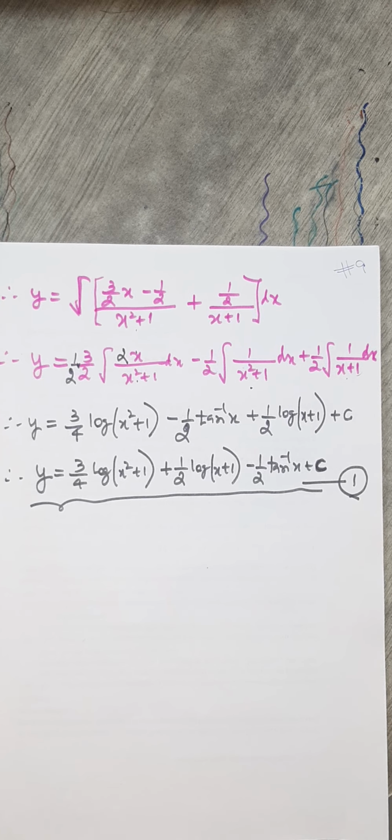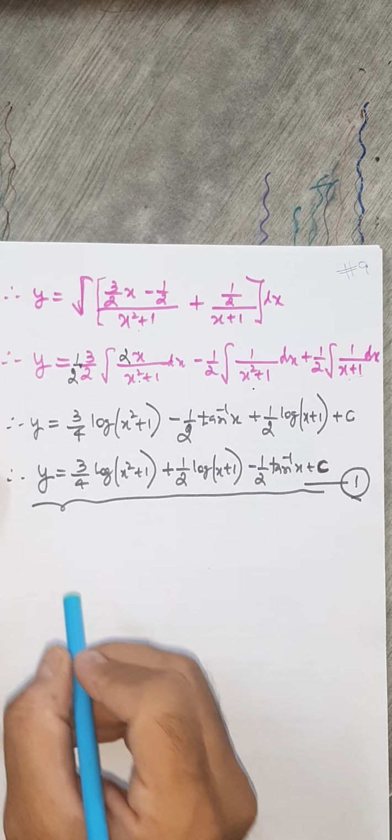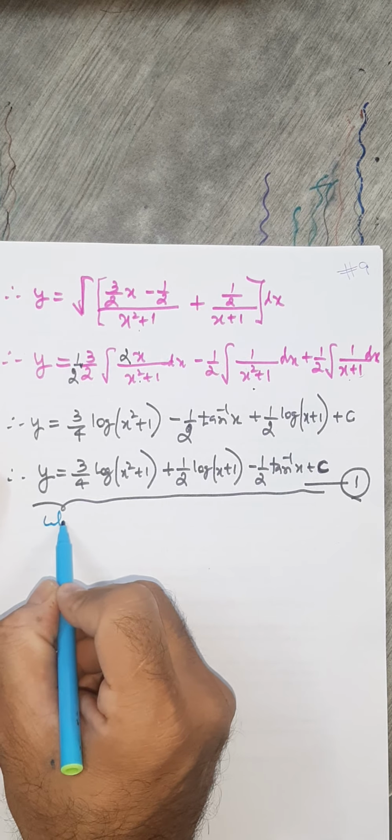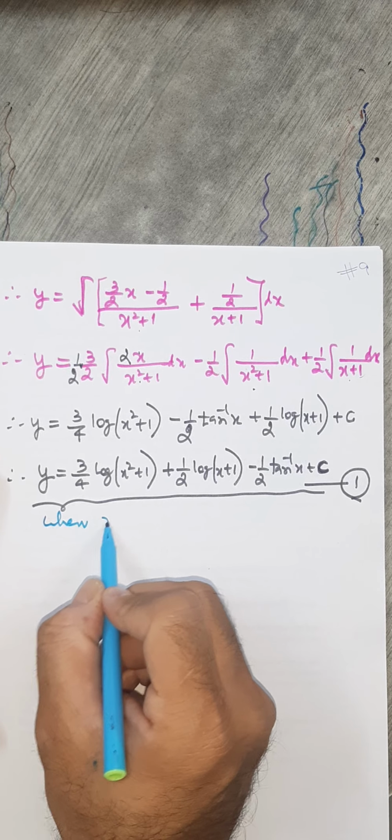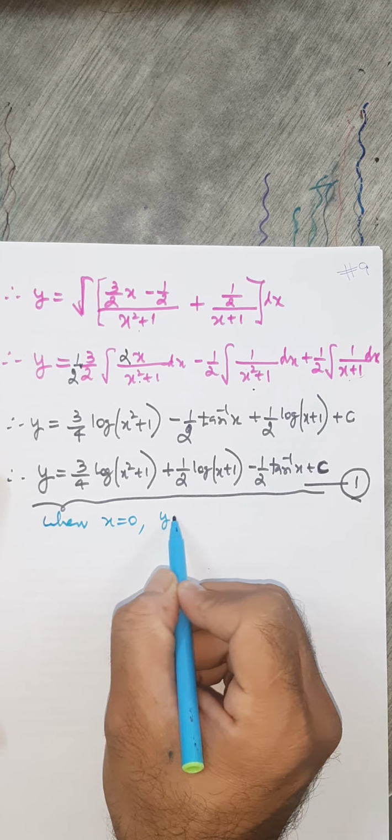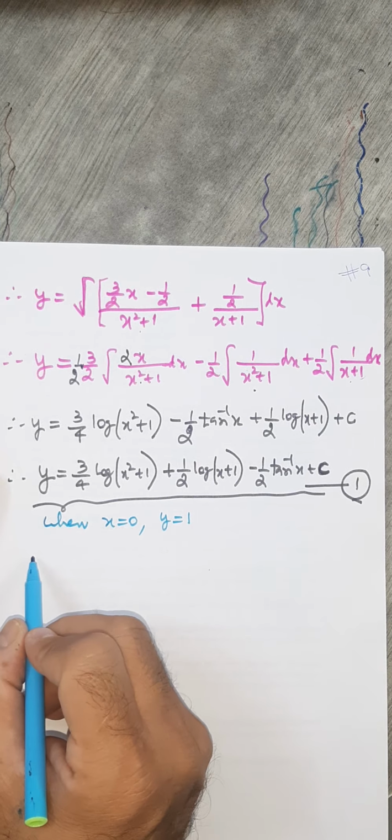Now we'll do further. Up to this we did in all previous questions. Now what we'll do further, we get the value of the constant c. Kaise? Using the given condition. Now you are given this: when x is 0, y equals to 1. So put in this above equation.